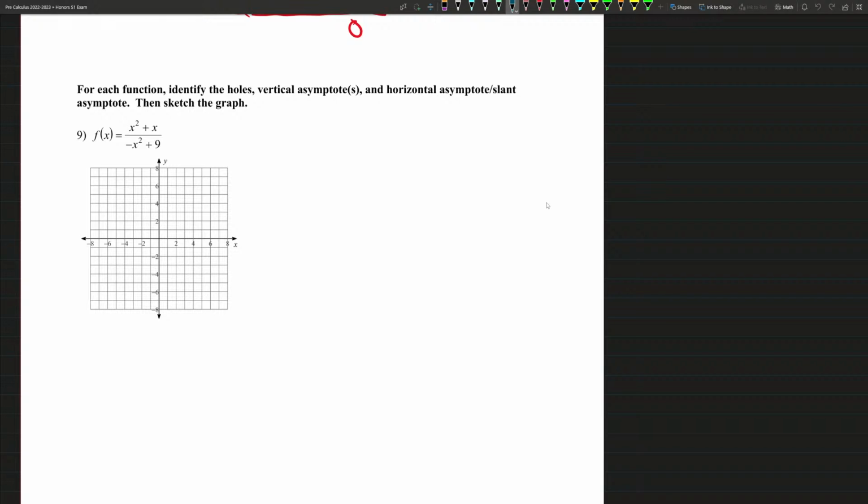So we're going to try and factor the top and the bottom. For the top, we can factor out an x to get x plus 1. On the bottom, we could rewrite this as negative x squared minus 9. So we get x times x plus 1 over negative x plus 3, x minus 3. So we can't factor anything out. So there are no holes.